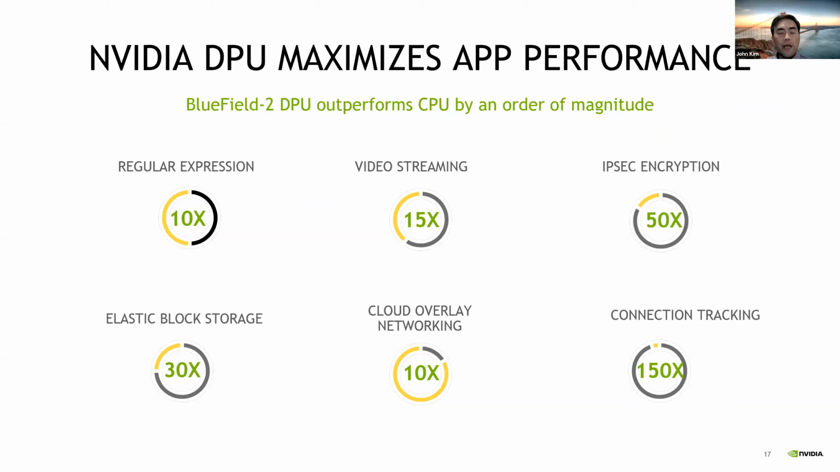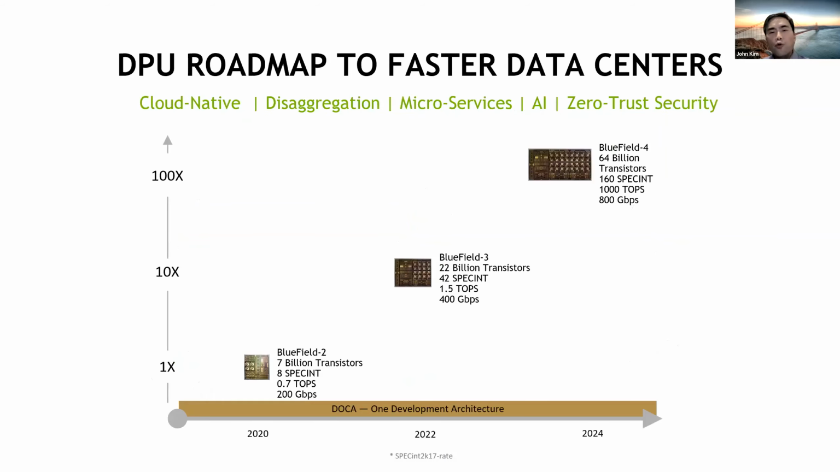And then cloud overlay networking, if you have containers or virtual machines, you're using something like NVGRE or Genève, the Bluefield can do this up to 10 times faster than doing it in software. And connection tracking, which is important for certain types of security or load balancing or virtual routing, can be up to 150 times more efficient with the DPU than doing it in software. So again, we see that these are all applications that are greatly accelerated by the Bluefield 2 DPU.